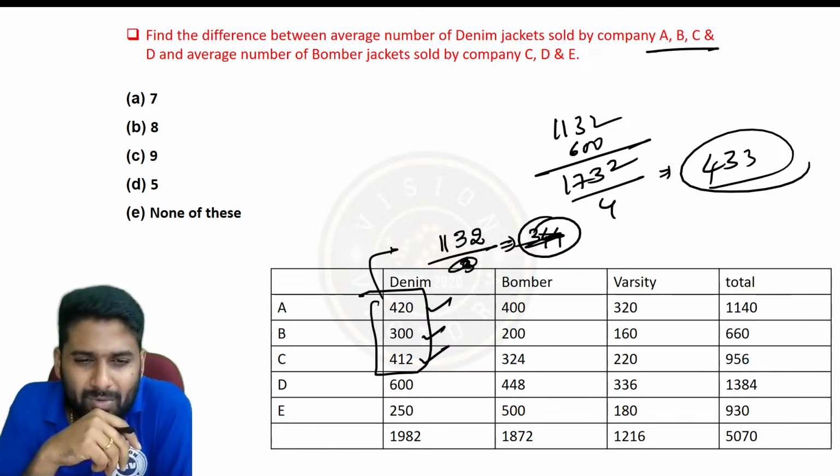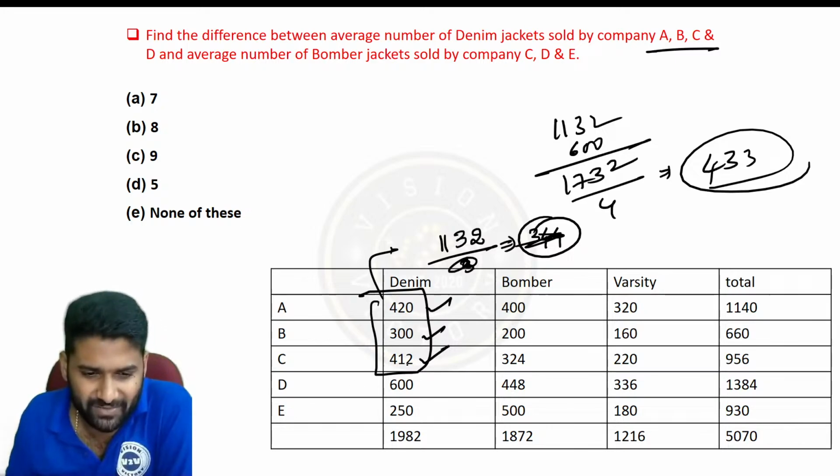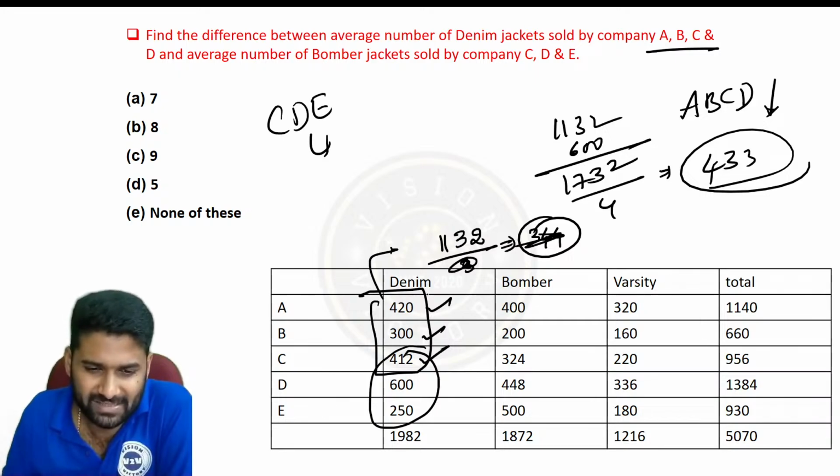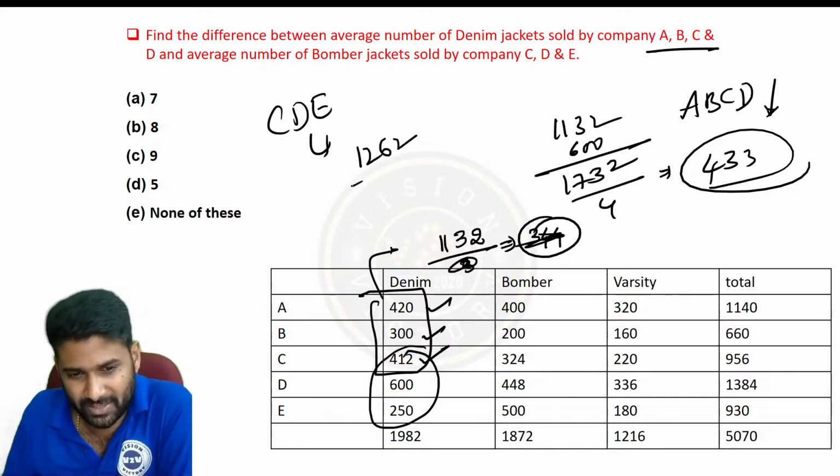Then the average number of bomber jackets sold by C, D, E. Now just find the difference. What is the C, D, E value? So here the ABCD average is 433. The CDE average is 1262 divided by 3.